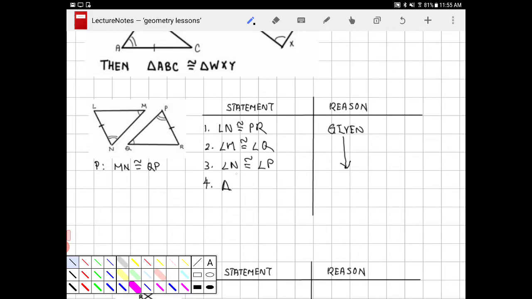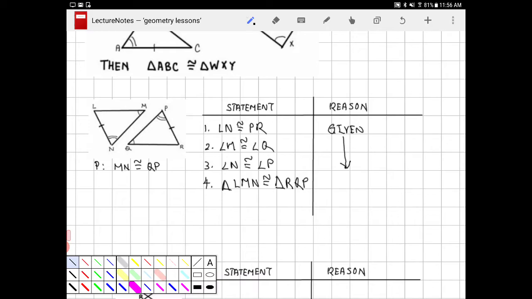Absolutely. We can then say triangle LMN is congruent to triangle RQP. And remember, the order of the letters matters. So angle L corresponds with angle R. Angle M corresponds with angle Q. And angle N corresponds with angle P. All right, so we have these two triangles are congruent.